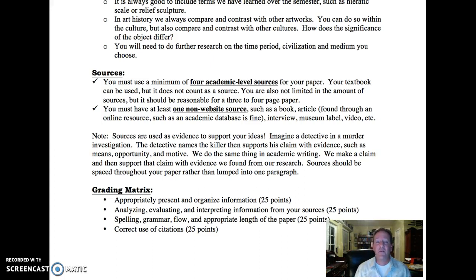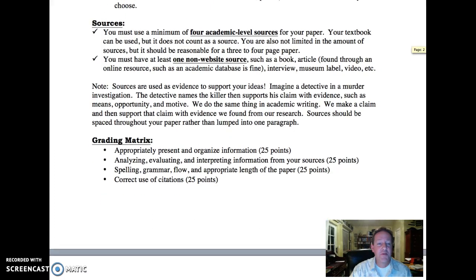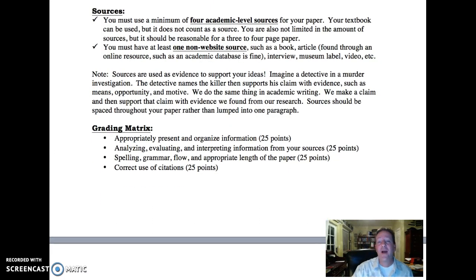And finally, don't forget that you'll need to do further research on the time period, civilization, and medium that you chose. With the sources, you need to use 4 academic level sources, and we've already outlined those in the annotated bibliography. That doesn't restrict you to only those 4 sources. If you end up finding other ones that are better, you're more than welcome to use them. And your textbook can also be used, but remember, it doesn't count as one of the 4 sources.